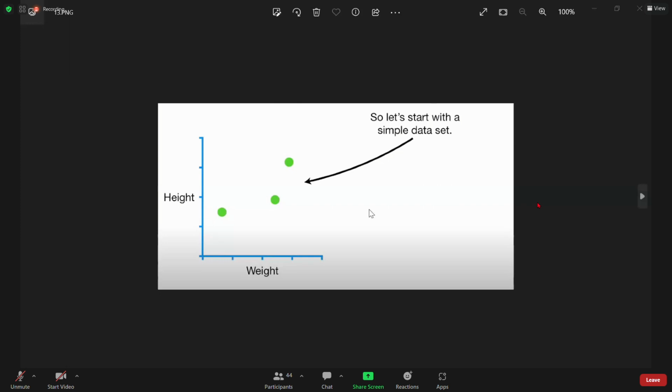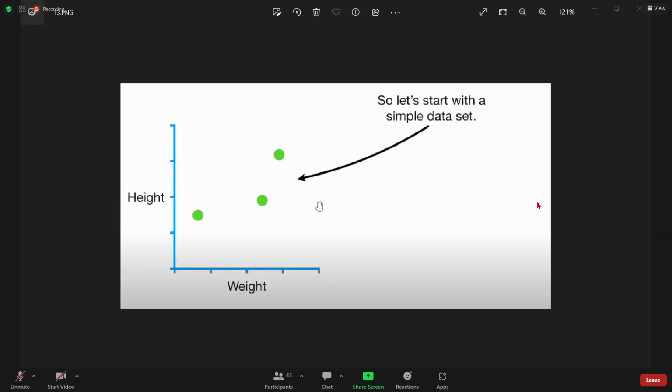So let's start with a simple data set. Assume I have a 2 dimensional graph. This is math, try to understand. Then GD, gradient descent, is clear. The X-axis is the weight of the person. The Y-axis is the height of the person, isn't it?